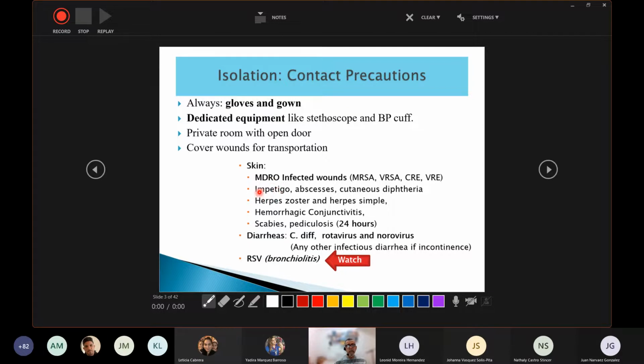Frequently, those infections in the wounds and soft tissues are associated with impetigo, which is an infection of the skin, abscesses, and etc.